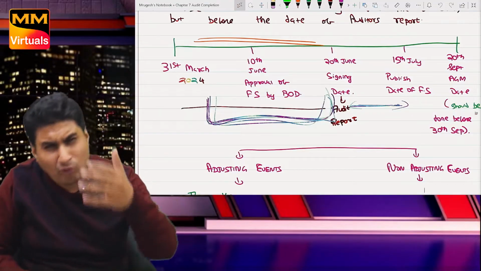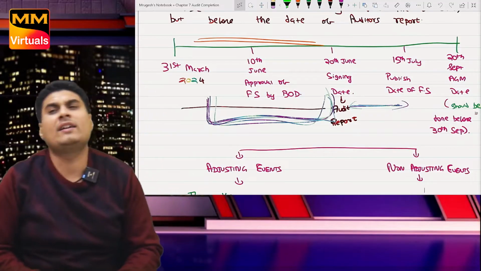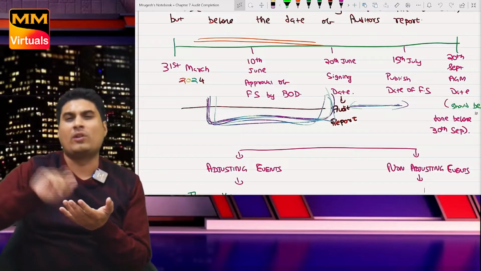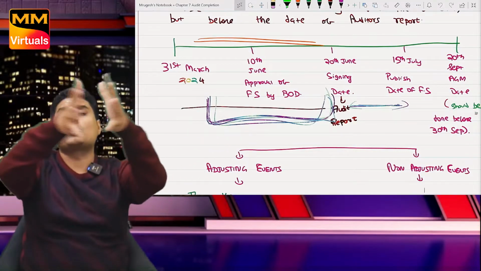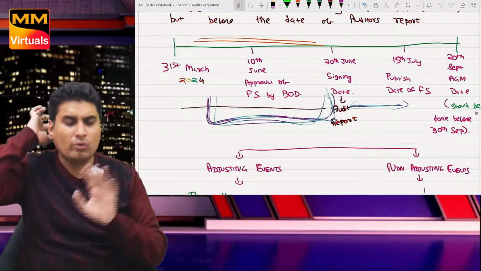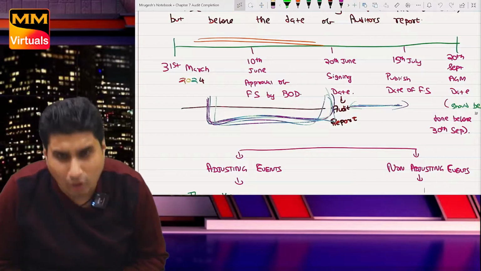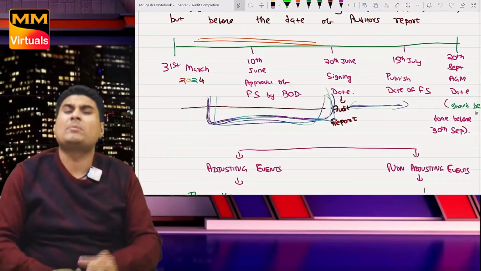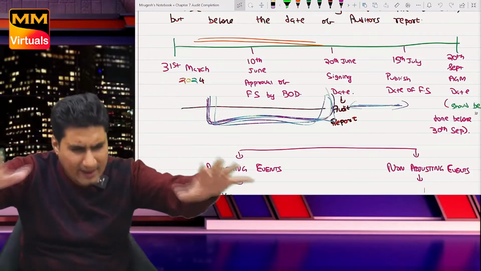That is AS 4 in your syllabus: contingencies and events occurring after the balance sheet date. So 31st March 2024 is which date? The balance sheet date. Then 20th June is the signing date of the audit report. Then on 15th July, financial statements are published, to the shareholders. Approval, forget it. 31st March is the balance sheet date, 20th June is the date on which the audit report is signed, and 15th July they are published to the shareholders. It should be done before 30th September, if you don't know, because that is the date of the AGM, the annual general meeting.